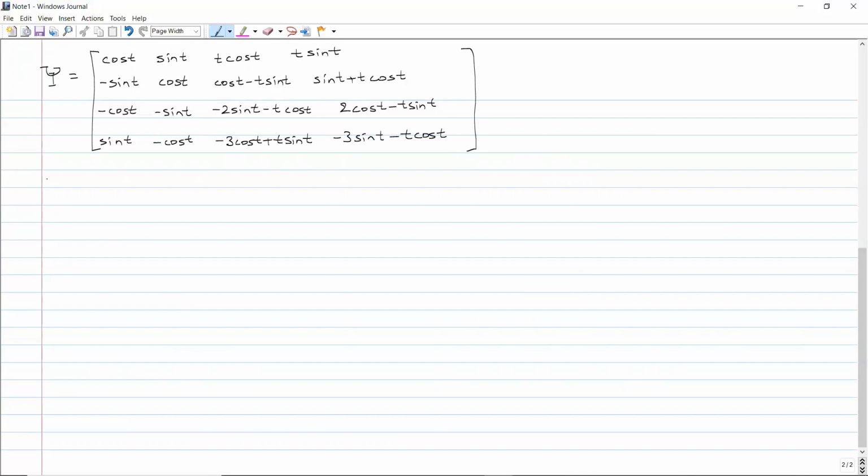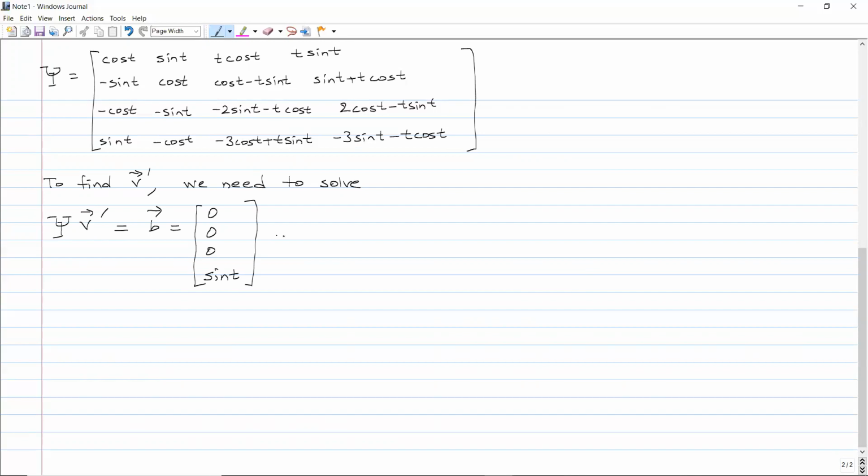Now remember, to find V prime, we need to solve the fundamental matrix times V prime equal to B. And what is B? The first 3 entries are going to be 0, and the last entry is going to be sine t.